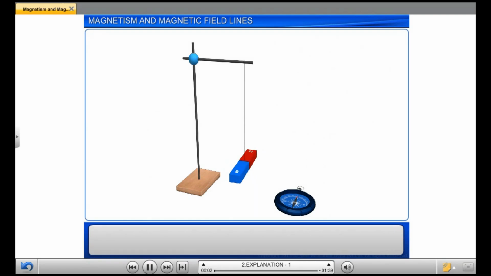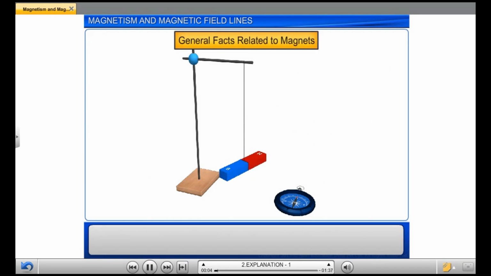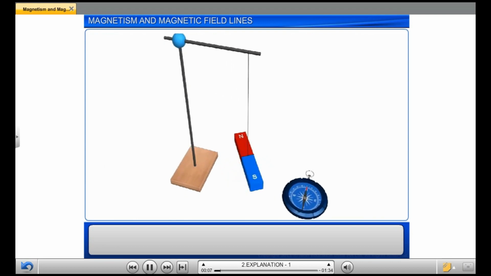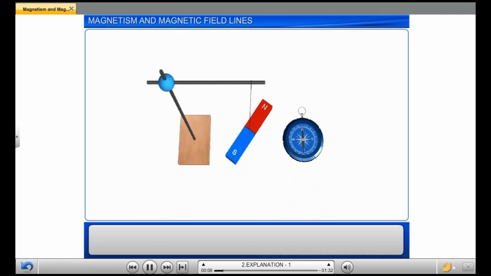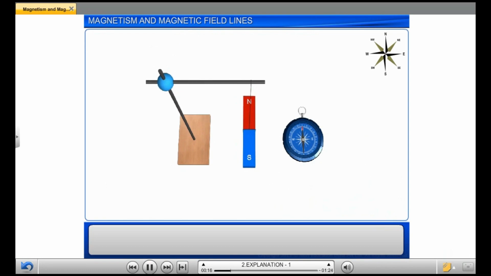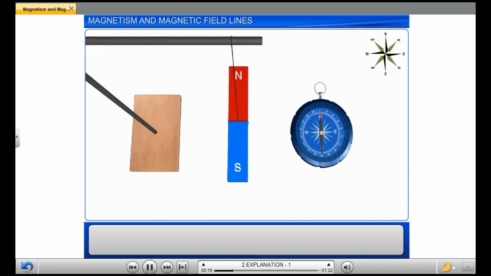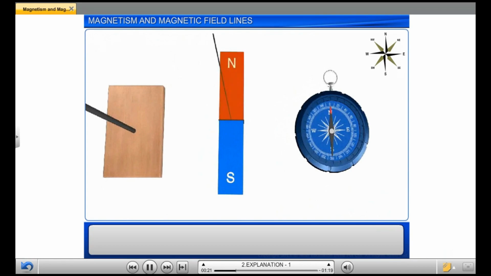Let us start with some general facts related to magnets. A freely suspended bar magnet oscillates for some time and then comes to rest along the magnetic meridian in the direction of geographic north and south. One end of the magnet points to the geographic north pole, called north-seeking pole or north pole of the magnet. And the other end points to the geographic south pole, called south-seeking pole or south pole of the magnet.